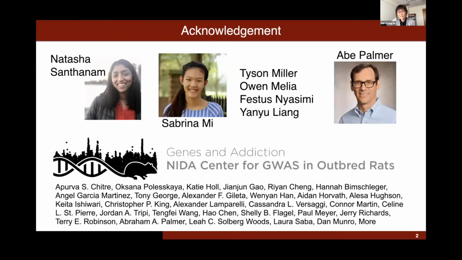Let me start with the acknowledgement slide because I tend to forget it and it's really bad. The work I'm going to talk about was done by the people listed here, Natasha, Sabrina, Tyson, and with the help of other members of the lab listed here. A. Palmer was a critical collaborator who made this possible. He gave us access to the data, the rich data set generated by the Center for GWAS in outbred rats. I tried to list everybody, but if you are among the names down here, forgive me and let me know, and we'll list you when we write the corresponding paper.